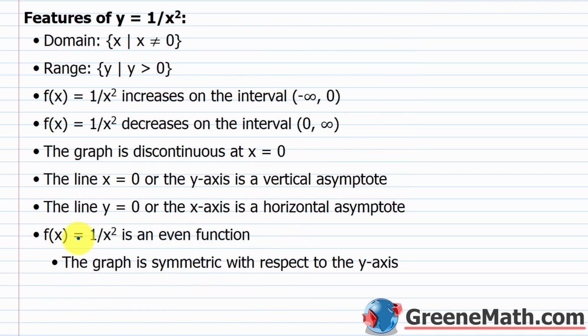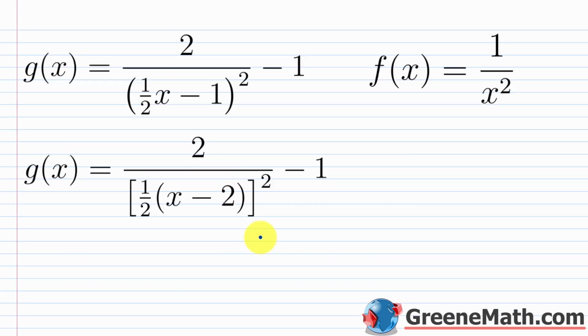Then lastly, we have f of x equals 1 over x squared as an even function. So again, we already know that the graph is symmetric with respect to the y-axis. All right, so like I said before, at the beginning of this section on graphing rational functions, you're going to get easier problems where you could sketch the graph using graphing transformations. So if we have something like g of x is equal to 2 over the quantity 1/2 x minus 1 squared, and then minus 1, you can graph that based on this f of x equals 1 over x squared.